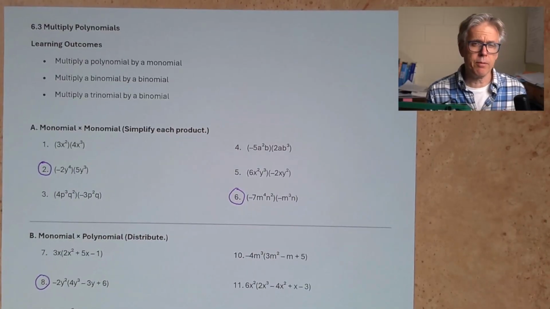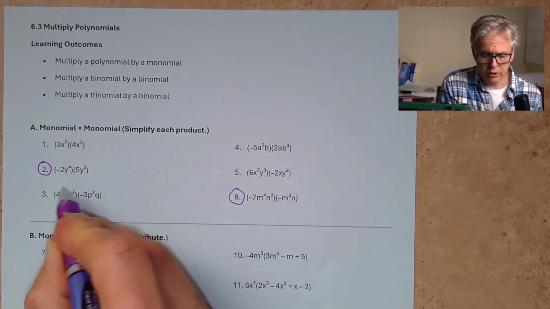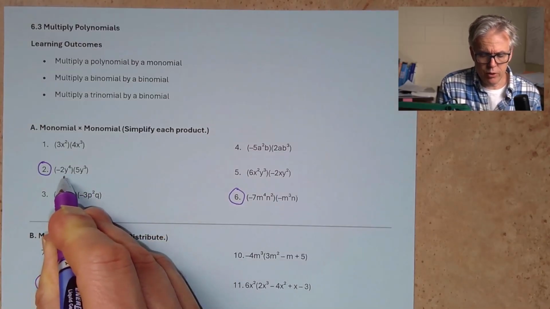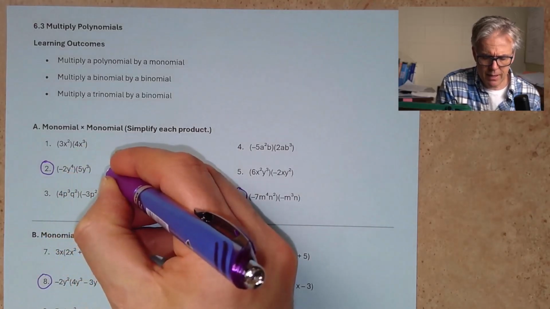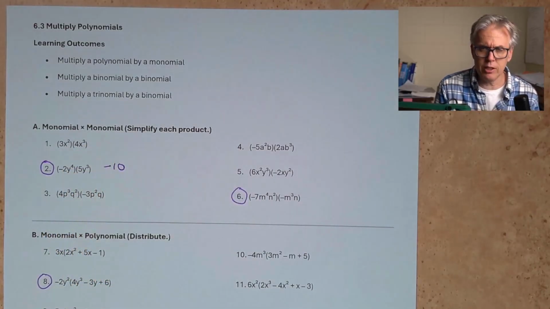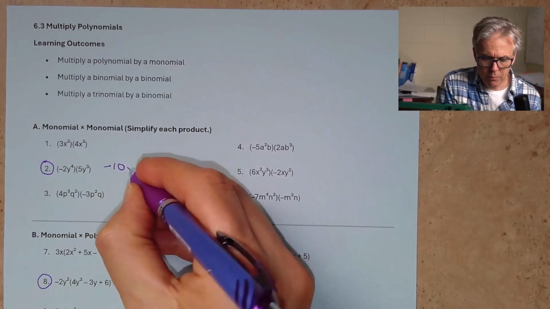And we've done this before in an earlier lesson. Let's just go ahead and do it here. So we have negative 2y to the fourth times 5y cubed. Go ahead and just multiply that out. We're going to get negative 10. So negative 2 times 5 is negative 10. And then we have what variable? y.